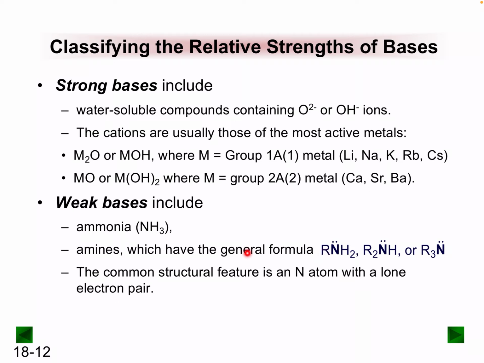Okay, so which have the general formula, coming from ammonia, it also has the nitrogen. Instead of 3 hydrogens, it can have 2 hydrogens and 1 R, or 1 hydrogen and 2 R groups, or 3 R groups. So they are derivatives of ammonia, and they are all also considered weak bases. Okay. The common structural feature is it has a nitrogen atom with a lone electron pair. You see here there is a lone pair. When you have a lone pair, that can be considered a weak base.